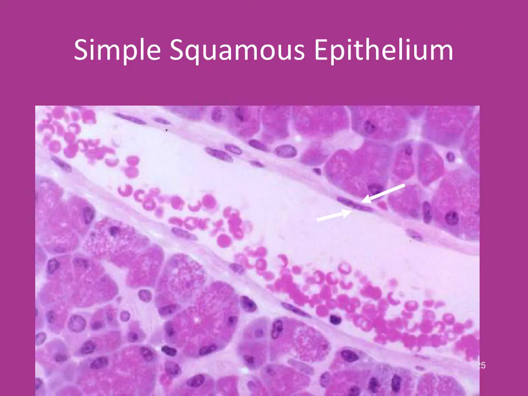Another place that simple squamous epithelium is always found is on the inside of all the blood vessels in the body. It doesn't matter whether it's the aorta, which is this big around, or whether it's a capillary, which is small enough to allow only one red cell at a time to work its way through. They're all lined by simple squamous epithelium.